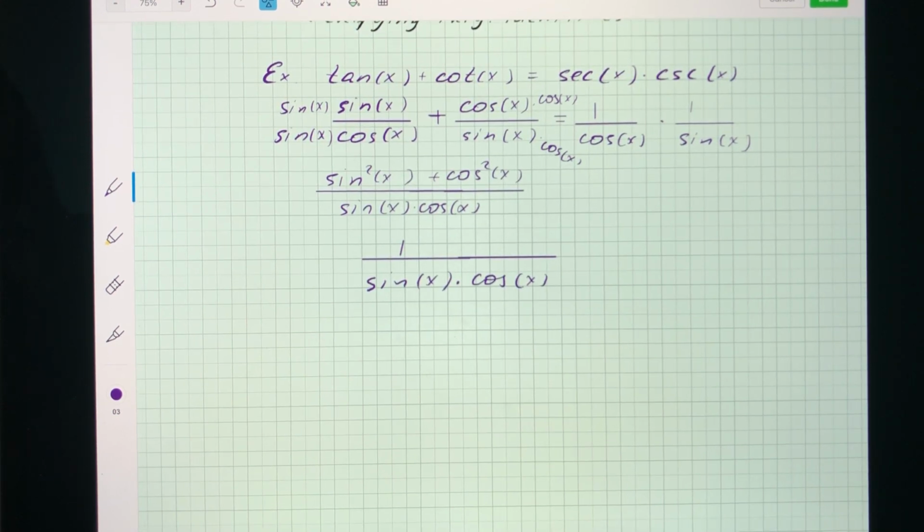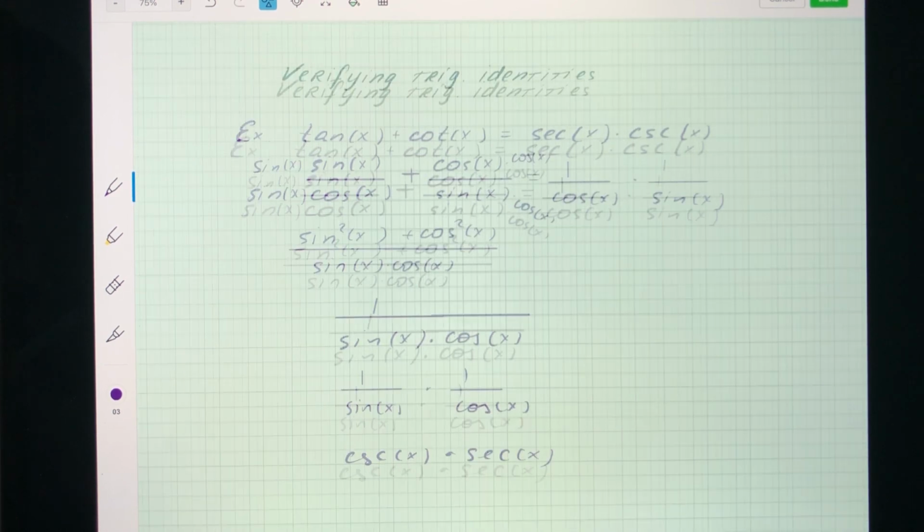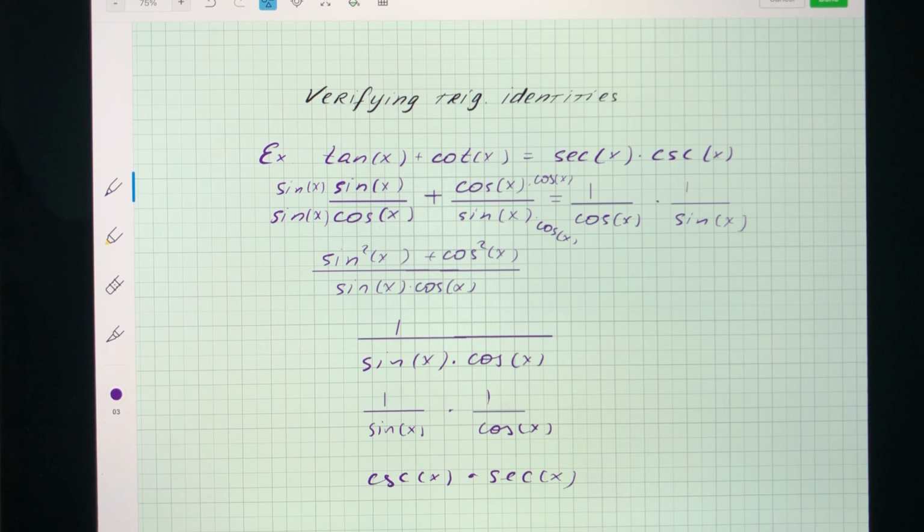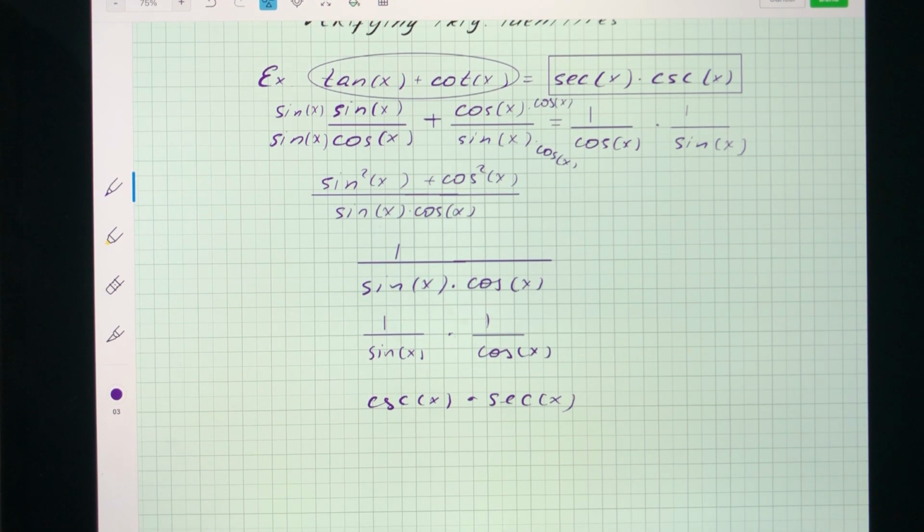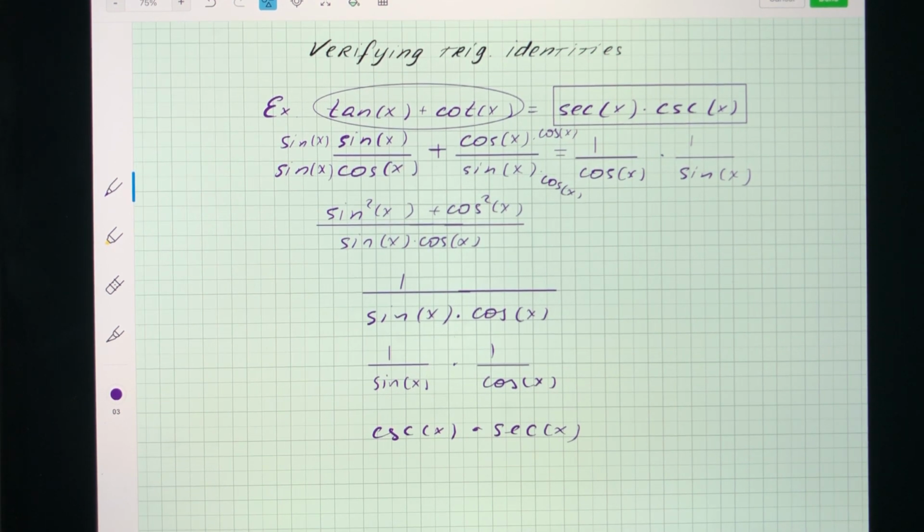We can split up this fraction into 2 and call it 1 divided by sine times 1 divided by cosine, and then convert 1 divided by sine into cosecant and 1 divided by cosine into secant, and we would be done because we have started on the left side here and we have arrived at the right side, so we have showed that the two sides are equal to each other, and that's the end. That is how to prove that the left side equals the right side.